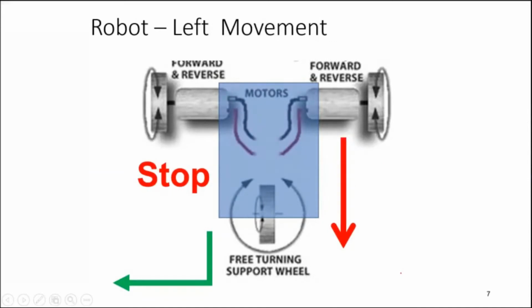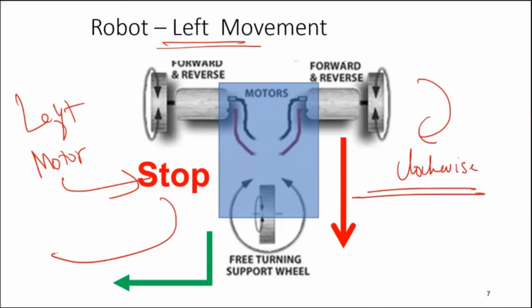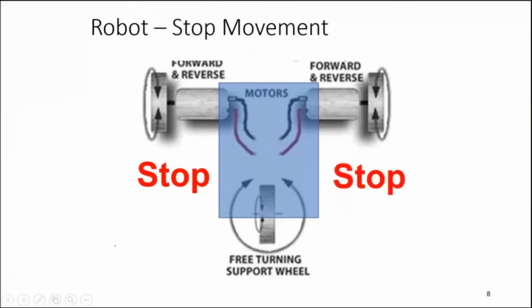A similar concept is applicable for left movement. So what is the physics behind left movement? The left side motor should stop, and the right side motor should move in the clockwise direction. When the right motor moves, the robot will take a left turn. Stopping a robot is obviously going to be stopping both the motors. This motor should be stopped and this motor should also be stopped.